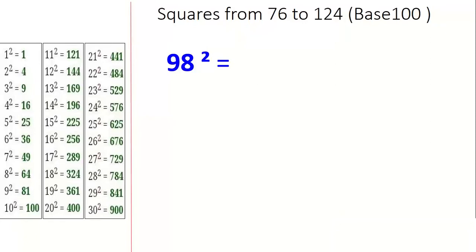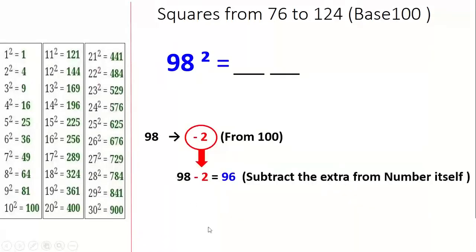98 square, so it's less, we are going to subtract. 98 is 2 less than 100, subtract 2 from 98, I will be left with 96, and the square of minus 2 is 04. So the answer is 9604.